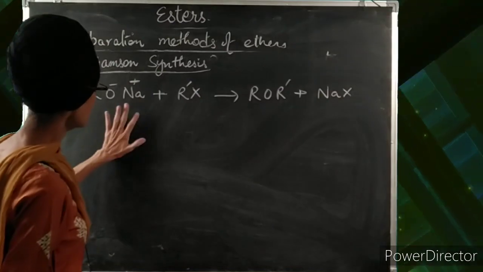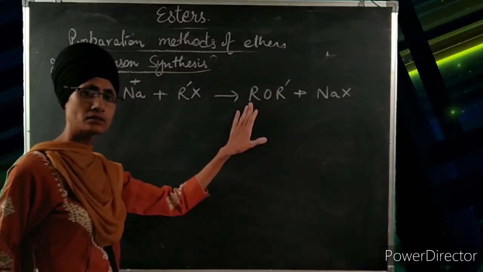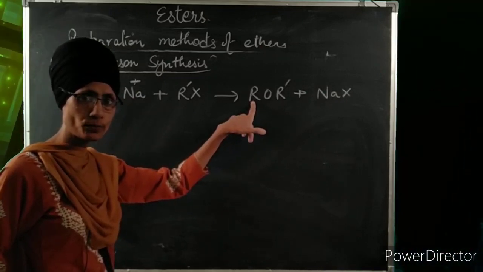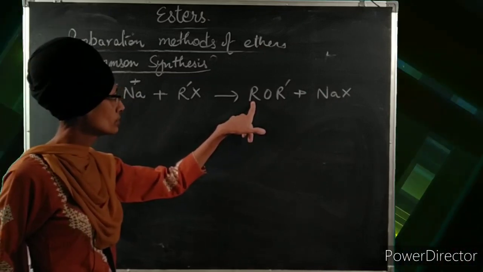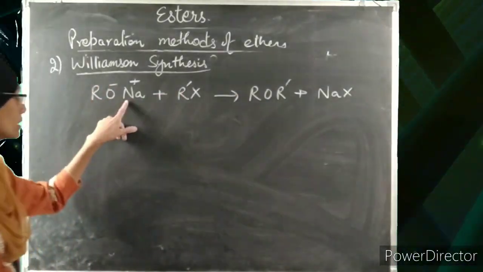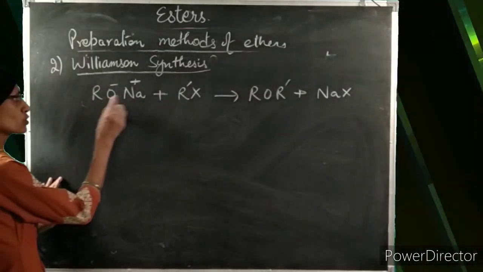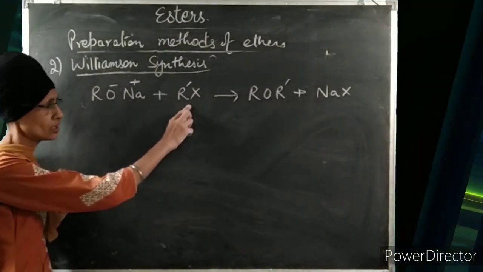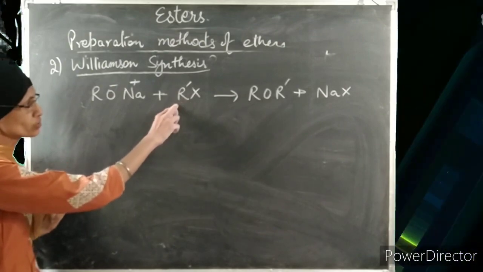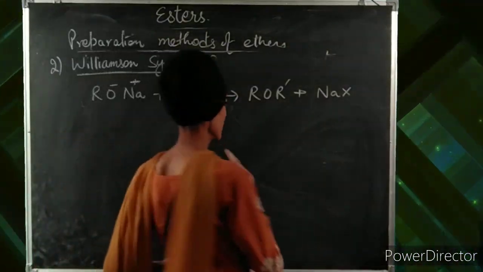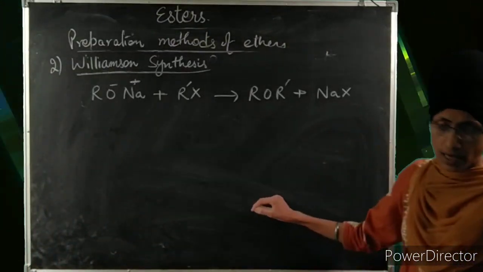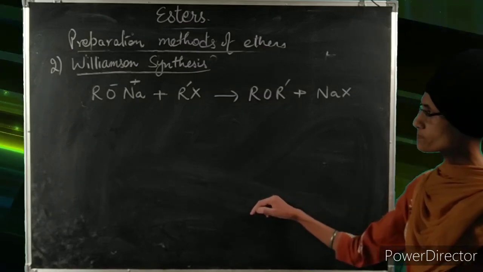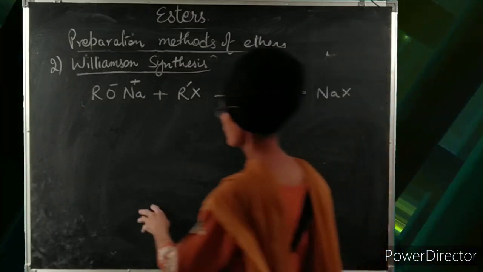If we want to prepare an ether with a 2 degree or 3 degree alkyl group, we have to take that alkyl group in the sodium alkoxide as 2 or 3 degree, not in the haloalkane molecule. Because if in the haloalkane molecule the alkyl group is taken as 2 or 3 degree alkyl group, then it will follow elimination reaction, not the substitution. So let us see how.